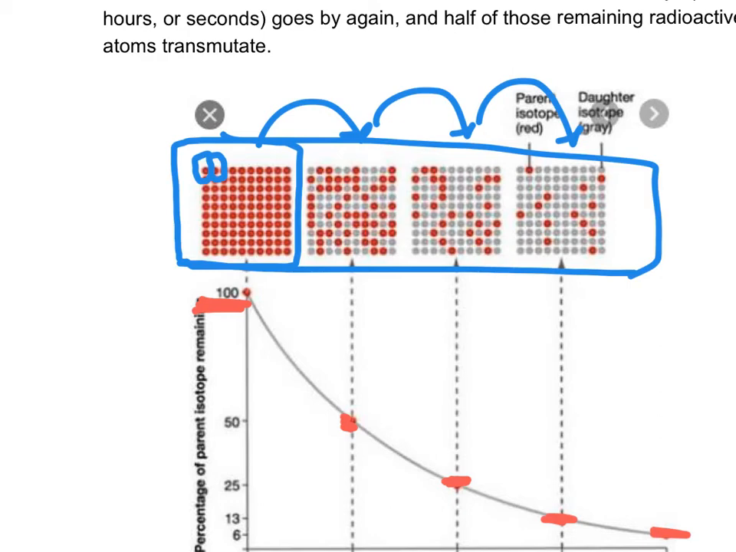So if you take a radioactive sample and you hone in on one particular atom, you can never really say when that one's going to transmutate. But looking at a huge collection of them over time, the mathematical model of exponential decay fits.